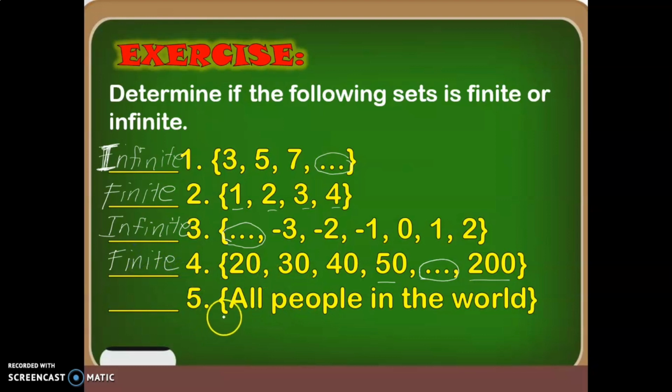Number 5. All the people in the world. Number 5 is considered as an infinite set. Why? Every day there are people being born. So we cannot say when it will stop, when the number of people will stop increasing. So therefore, we can say that our number 5 set is infinite.